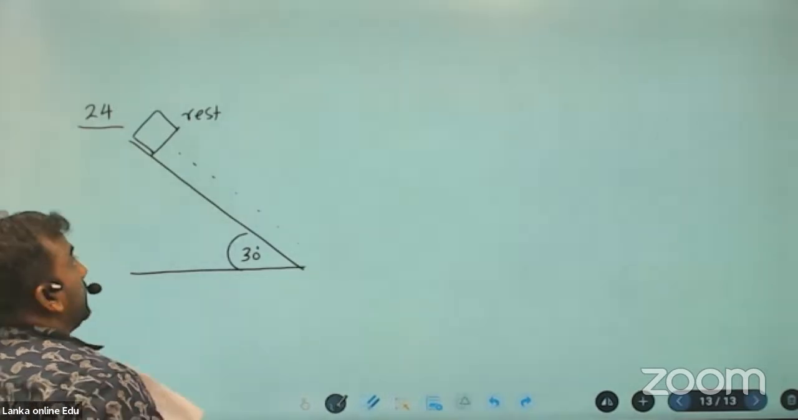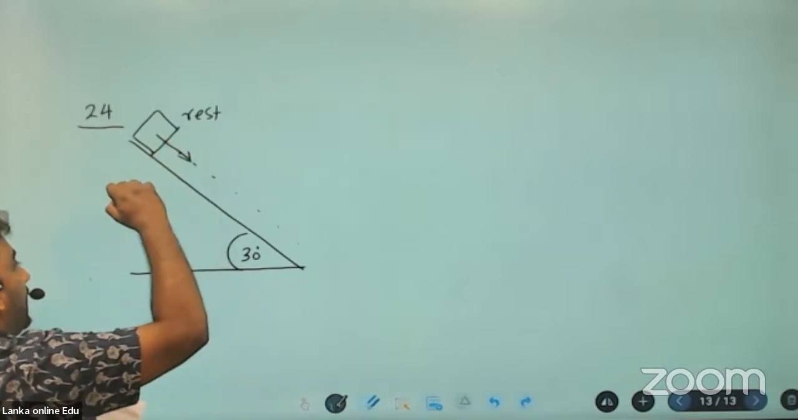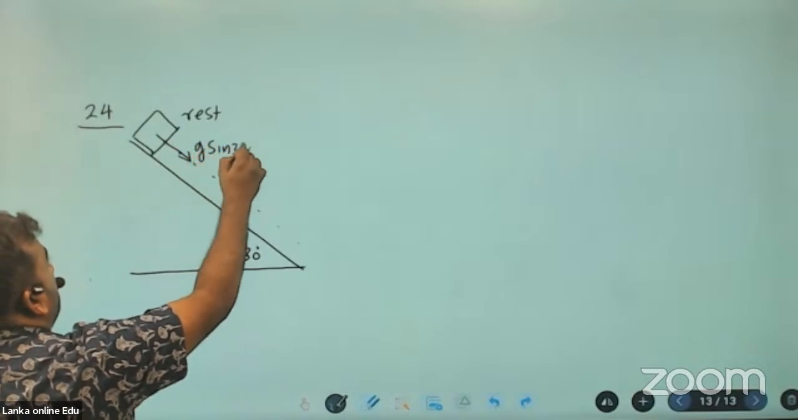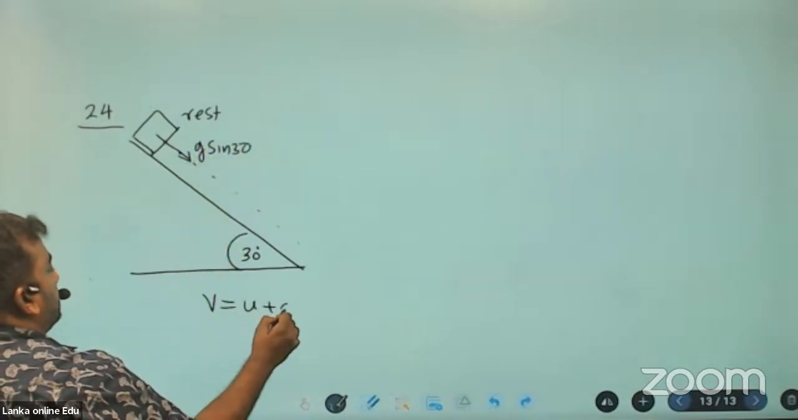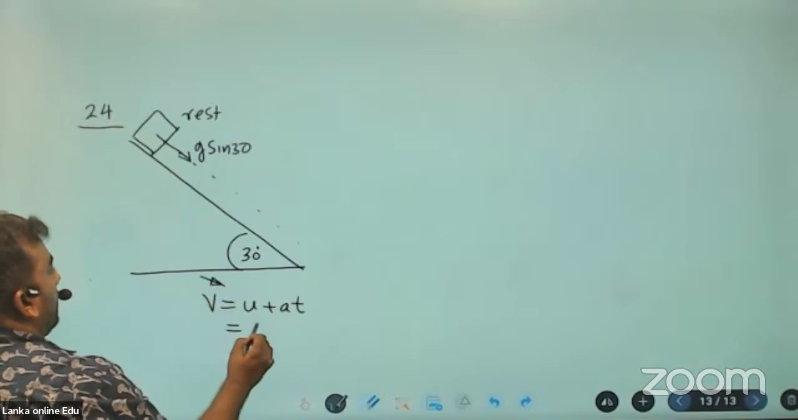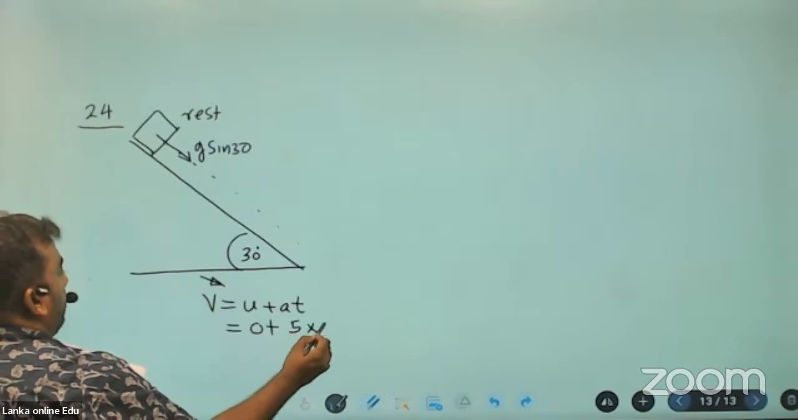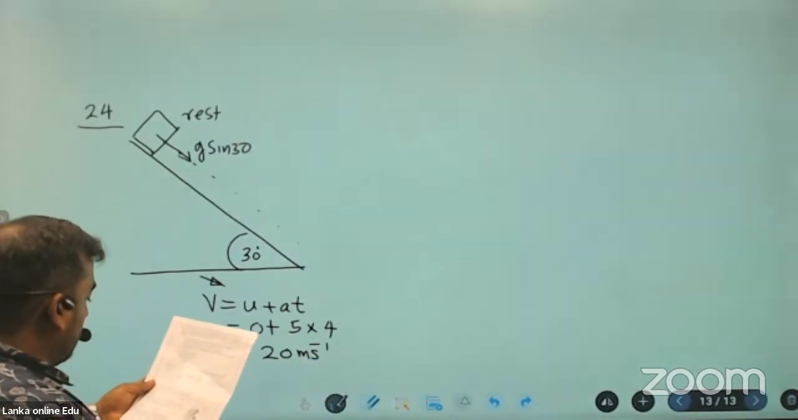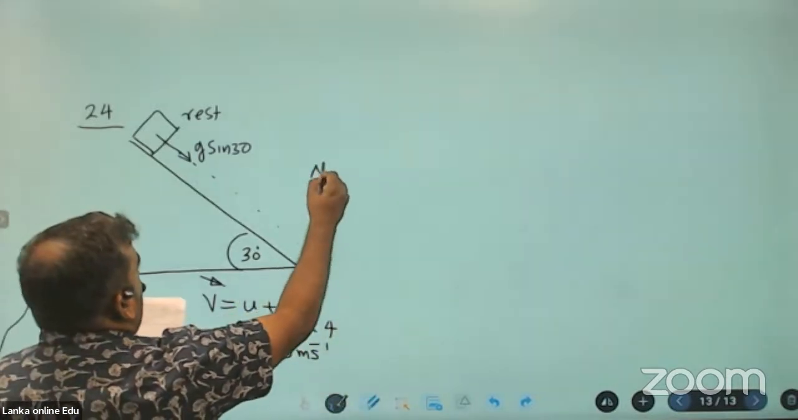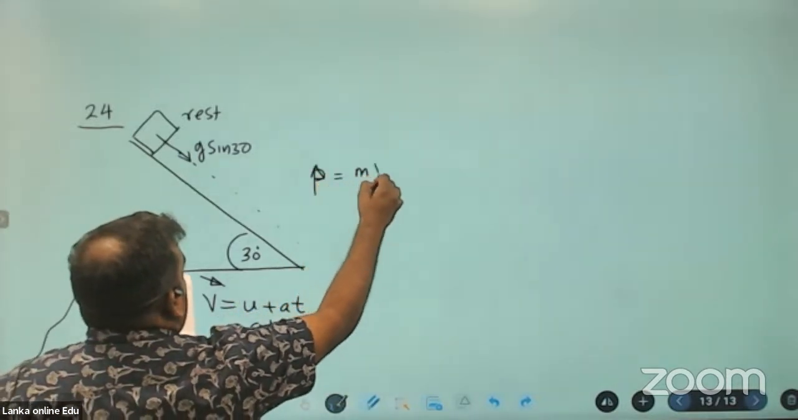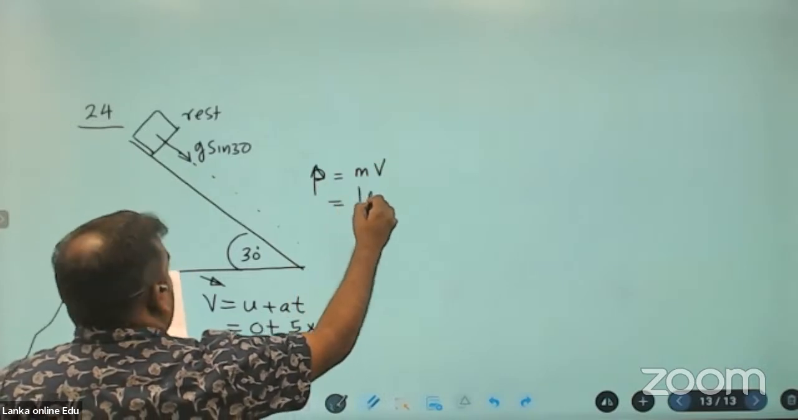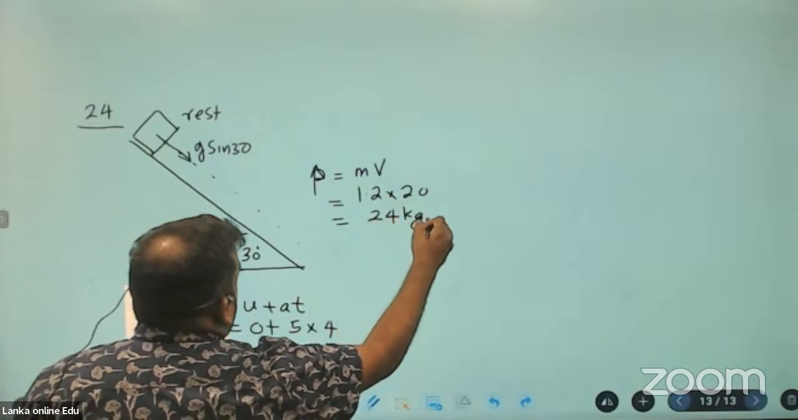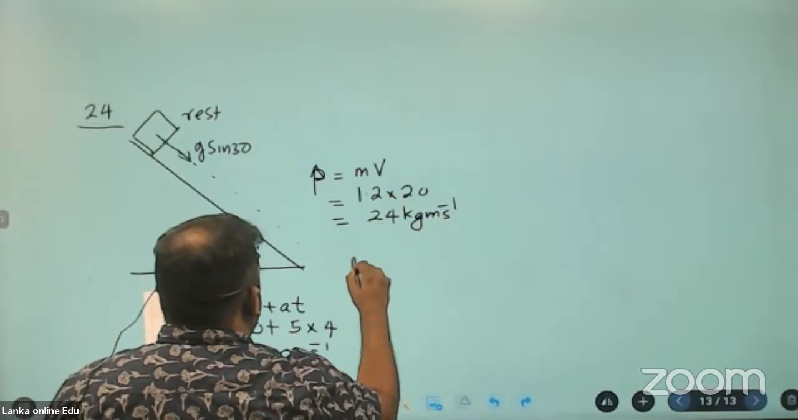Look at this. The acceleration acting there, of course, is g sin 30. V is equal to u plus at, down the plane. Acceleration g sin 30 is 5, times 4 seconds, gives 20 meters per second. What's the momentum gain there? Mass into velocity. Mass is 1.2 into 20, which is 24 kg m/s. Answer is answer 1.